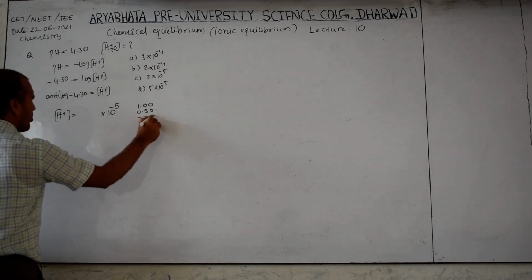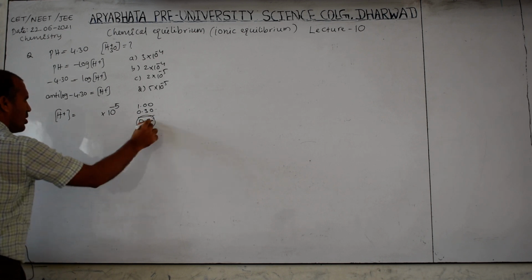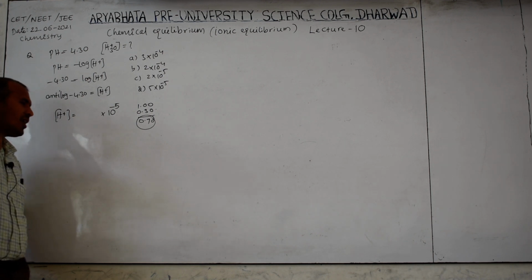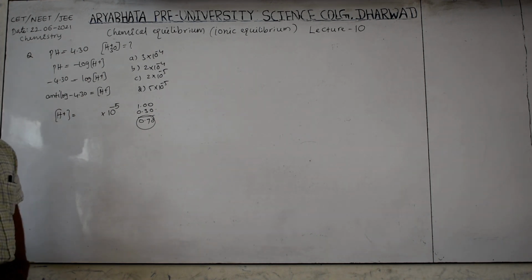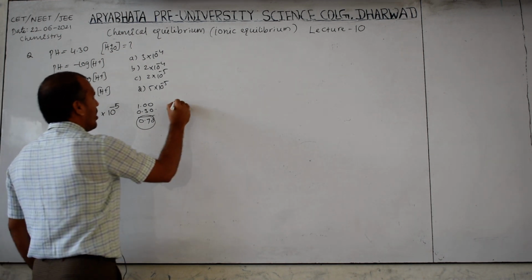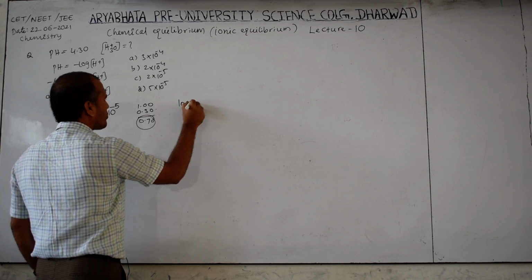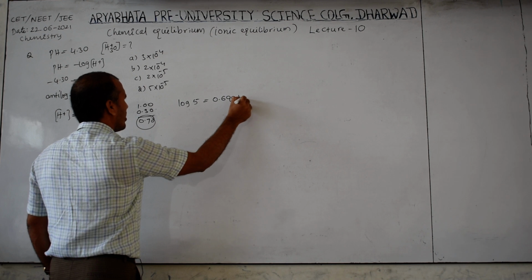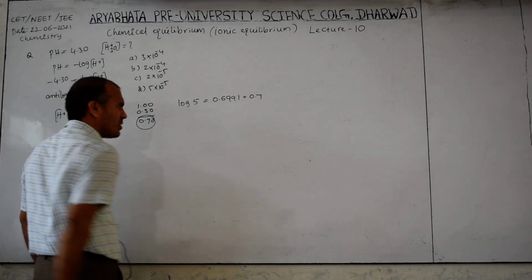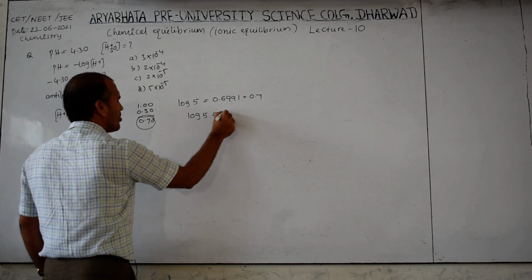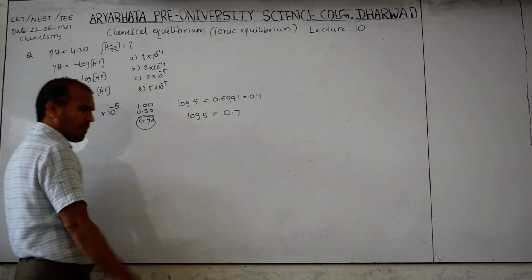Then how much will you get? 0.7. To this you have to take the anti-logarithm. Now I don't have the logarithm table, and maybe you don't have one either. If you have, that is good. But even if you don't know the anti-logarithm table, you can answer if you know the logarithm values. Now we know log 5 is how much? 0.6991. Roughly, log 5 is equal to 0.7.